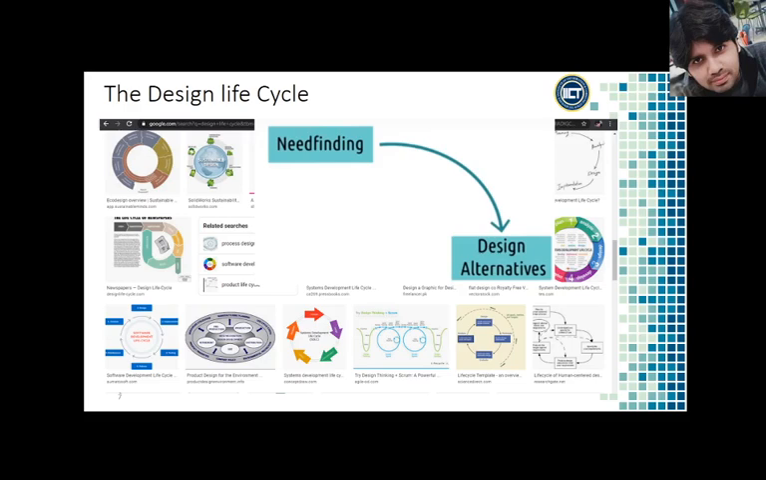Second, we develop multiple design alternatives. These are very early ideas on the different ways to approach the task. It's important to develop multiple alternatives to avoid getting stuck in one idea too soon.